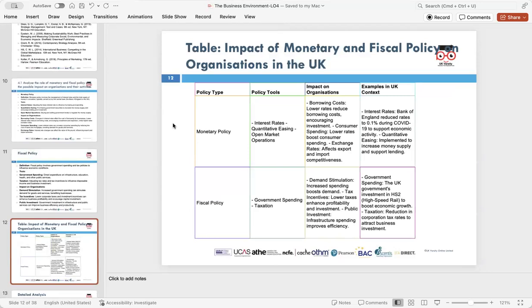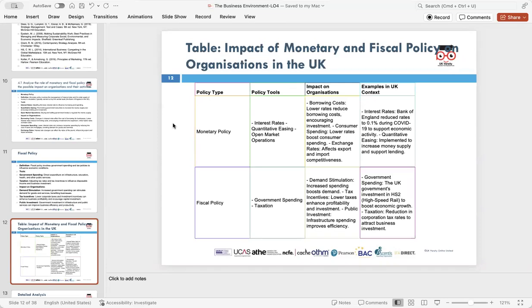Next is the table. You can see the impact of monetary and fiscal policy on organizations in the UK. So: monetary policy tools, impact on organizations, examples in the UK context. The primary tools of monetary policy in the UK include interest rates, quantitative easing, and open market operations. Interest rates: Bank of England adjustments to interest rates affect borrowing costs for businesses.